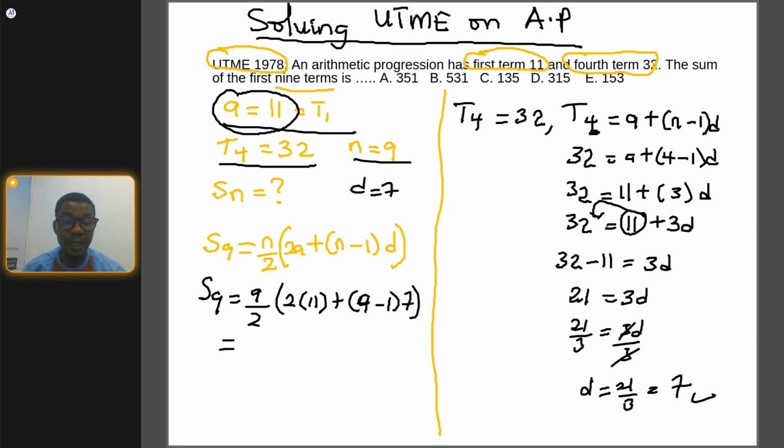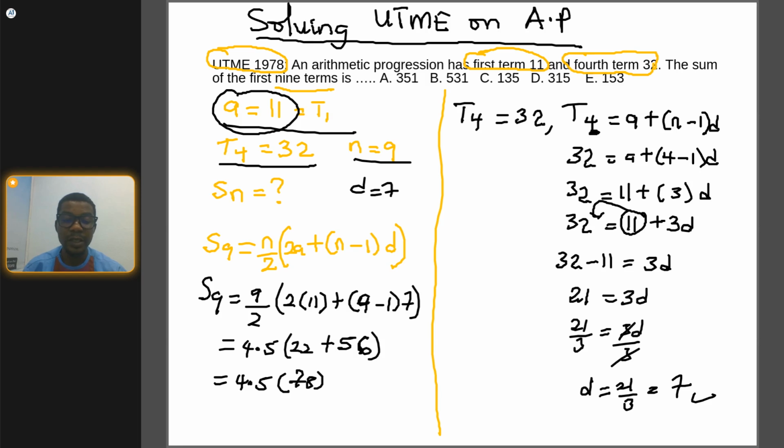That will give us 9 divided by 2 is 4.5, open bracket. 2 times 11 is 22, plus subtract 1 from 9, that is 8. 8 multiplied by 7 will give us 56. Adding 56 to 22, we have 4.5 in bracket, 56 plus 22, that will give us 78.